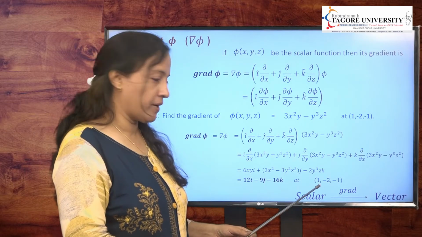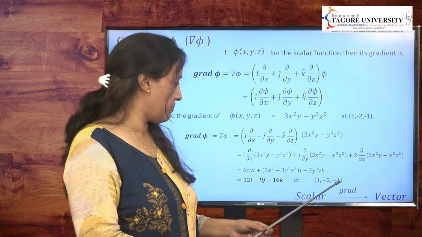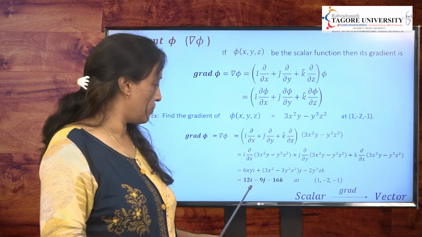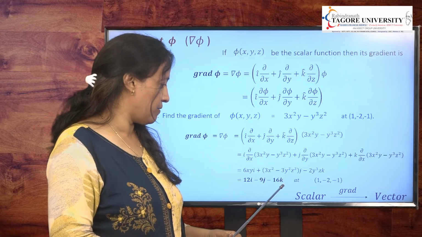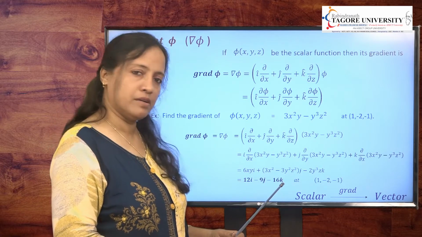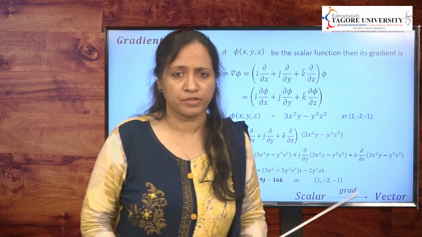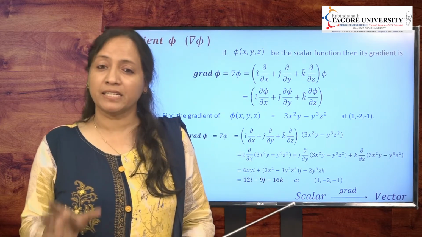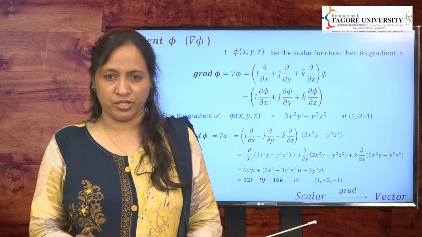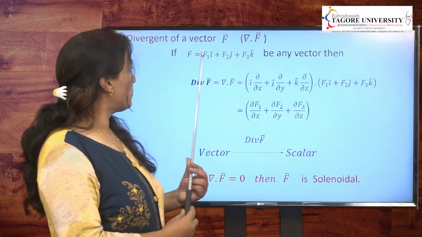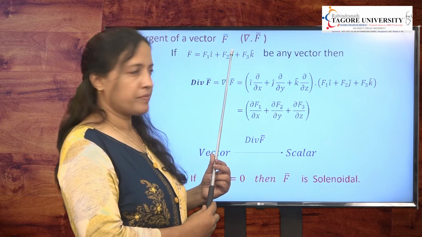At this particular point 1, -2 and -1, substitute the values of x, y and z here. What we get? 12i minus 9j minus 16k. Now what is the conclusion from this? That when we are applying a gradient over a scalar function, what we get? A vector function.